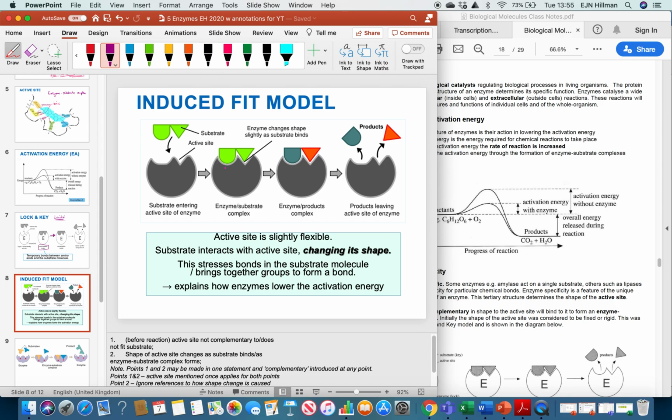The active site changes shape, becoming more complementary as the enzyme substrate complex is formed. Remember, during that period when the enzyme substrate complex is formed, that's when those temporary hydrogen and ionic bonds form between the substrate and the active site. Okay, that changing of shape of the active site stresses bonds in the substrate molecule. So it applies stress to those bonds, meaning that the energy required to break those bonds is reduced.